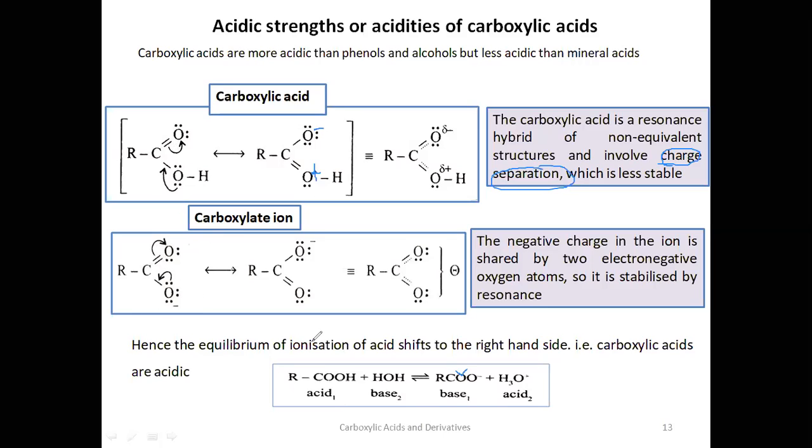Now, how do you write the carboxylate ion? After donating the H plus ion, H is removed without electrons. So the bonded pair of electrons that was initially between oxygen and hydrogen will stay with the oxygen itself. Oxygen already has 2 pairs, and one more pair from this bonded electron pair, so 1, 2, 3. That's why we show the negative charge here. This is a carboxylate ion.